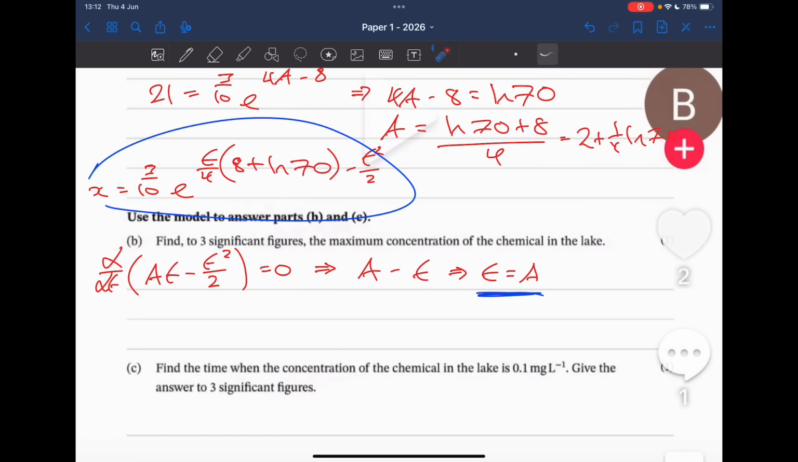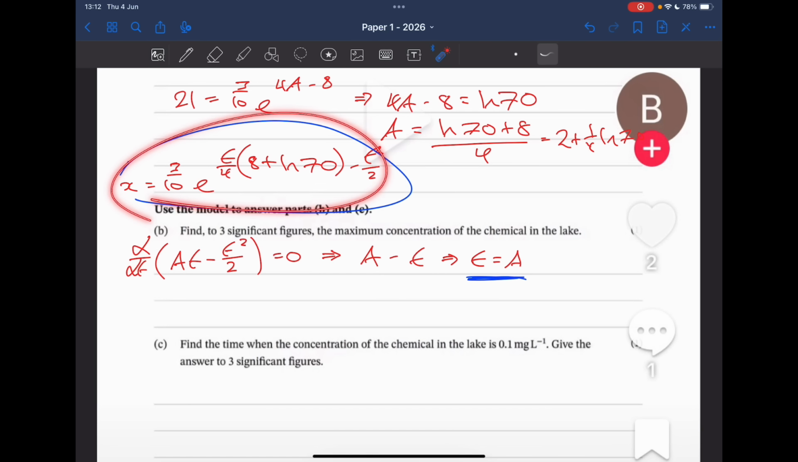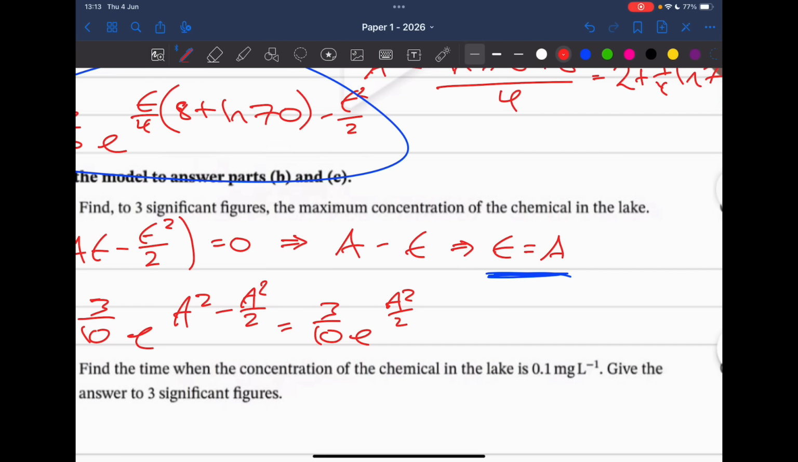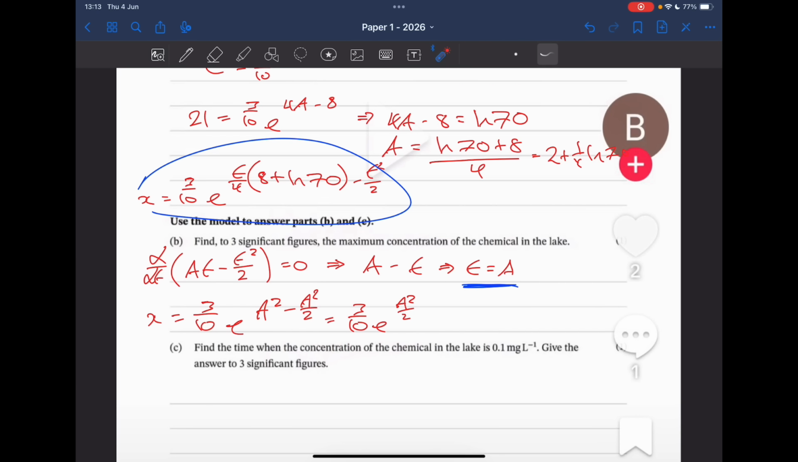But that's good, because now we just want to plug in this thing when T is A. So looking up above, what actually is the expression in terms of A? It's that. But we know what the C is. So X is going to be 3/10 E to the AT, but T is A, so that's A squared, take away a half of A squared. So what's that altogether? Well, 3/10 of E to the, it's a half of A squared. So this is looking good. Do we need to plug in some numbers? Yeah, we do. We should know what A is, don't we? Yeah, we know it from above.